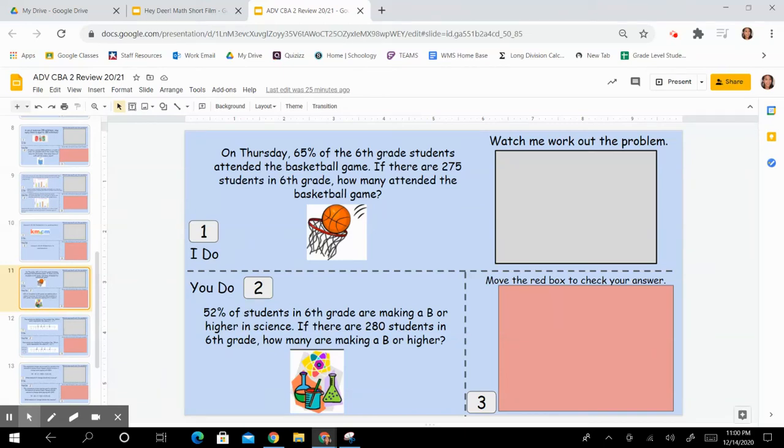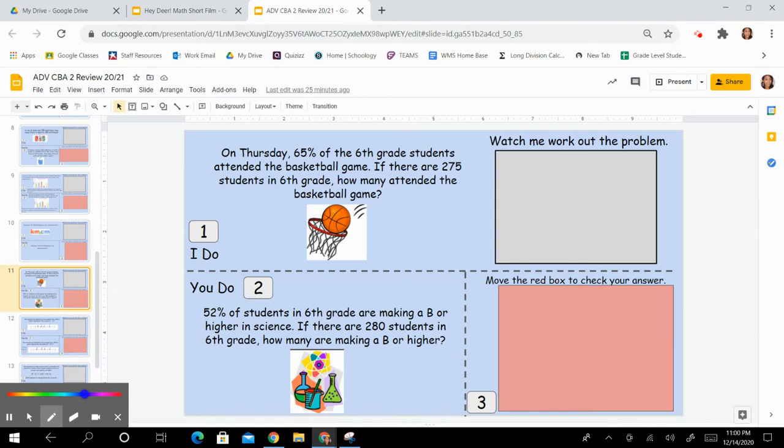On Thursday, 65% of the sixth grade students attended the basketball game. If there are 275 students in sixth grade, how many attended the basketball game? Okay, so this is one of those ratio tables or percent bar questions.